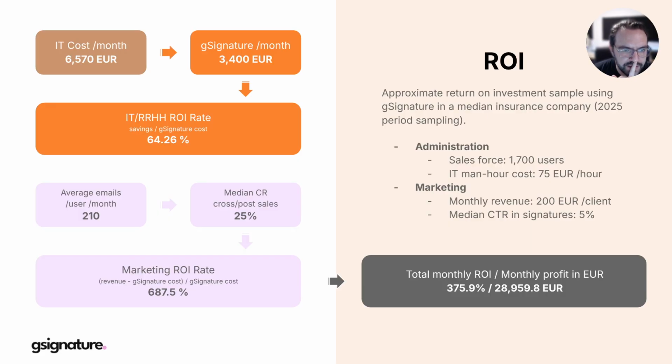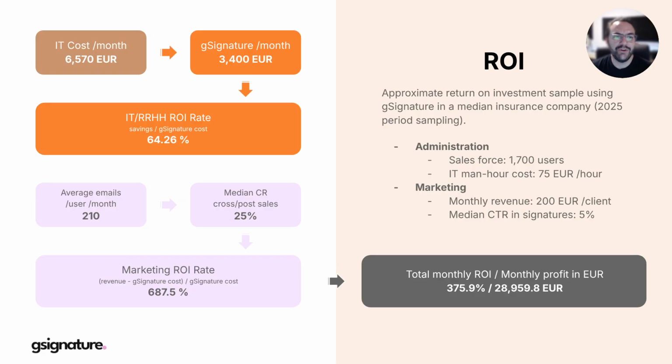Okay, so the monthly cost, this is here, the monthly cost of manually keeping the 1,700 employee signatures updated is around 6,500 euros. GSignature costs for this company around 3,400 per month. So that's an immediate 64% reduction in IT overhead. That's before we even factor in revenue from banners.